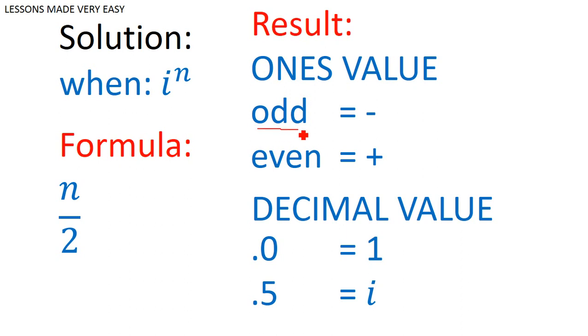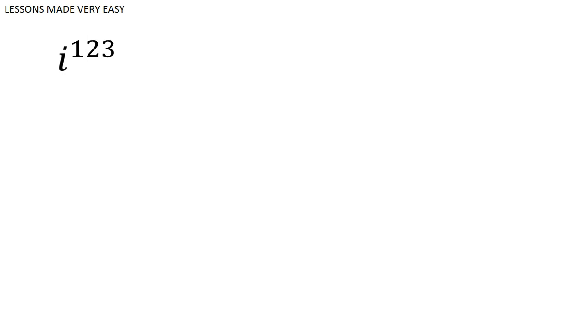If it is odd, it's negative. If it's even, it's positive. If there is a decimal value, so it's 0.5, if 0.5 it's i. If there's no decimal value, or 0.0, it's 1. Okay, let's have a sample.